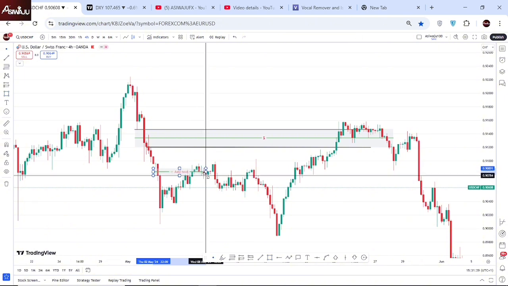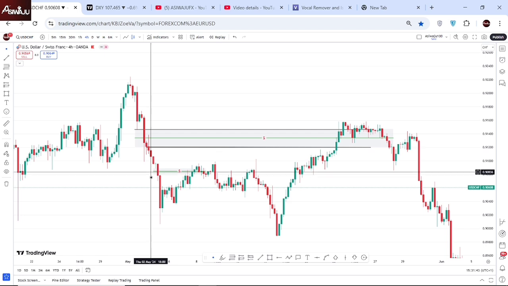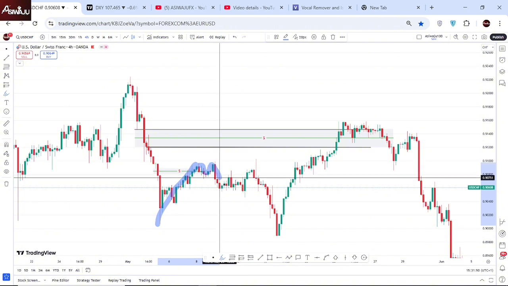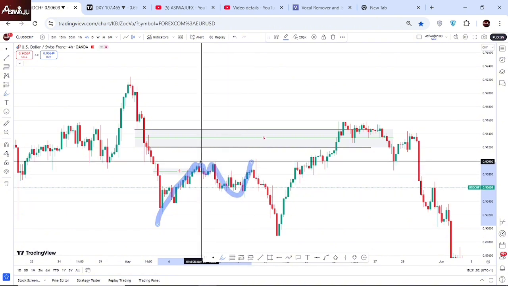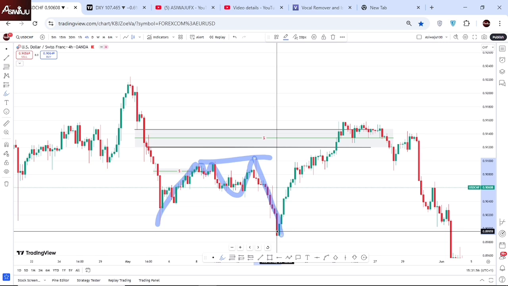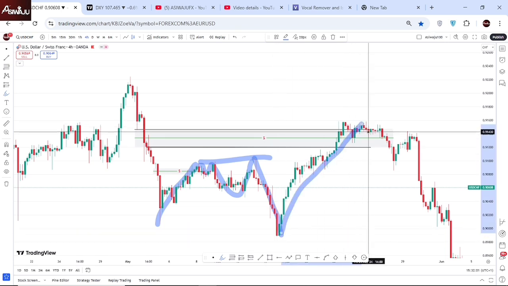We have another imbalance here. As you can see, we have another one here, and immediately price went up to fulfill this imbalance. What happened? Price went down a little bit, went up, swept this high, and went down again. Now after that, price still pulled back at this point again to fulfill this imbalance here.